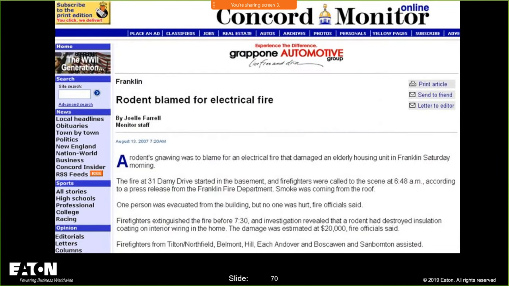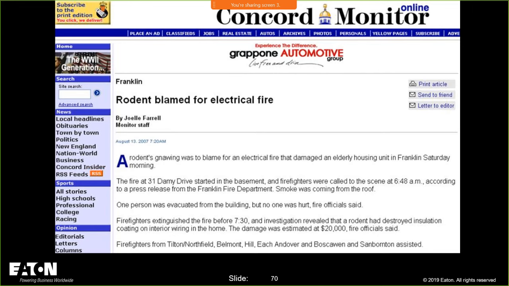This was a rodent that was blamed for an electrical fire. Poor rodent. He probably didn't know what he was doing. They love insulation. So in this case, they evacuated. Nobody was hurt, but it caused $20,000 worth of damage. And this stuff happens.